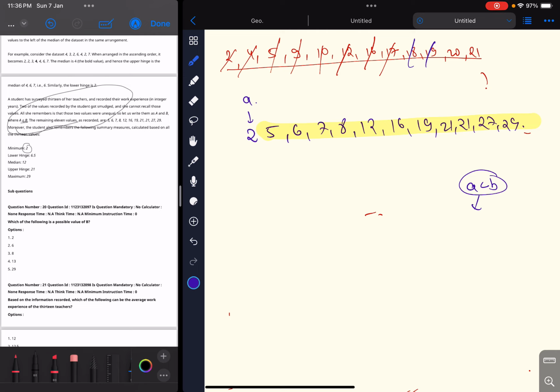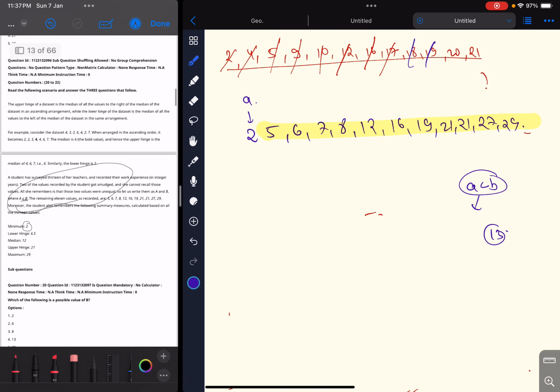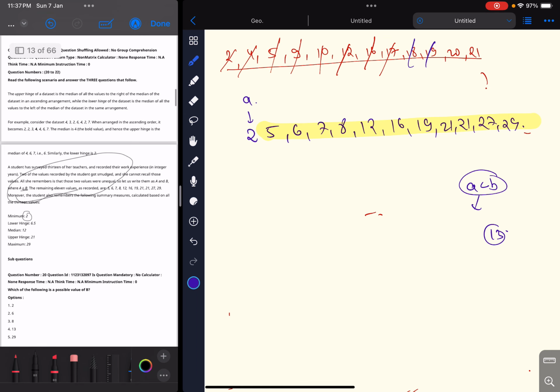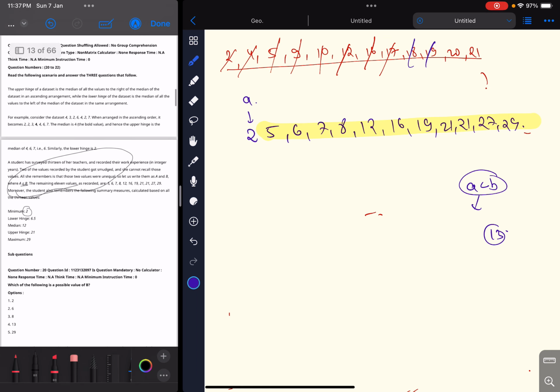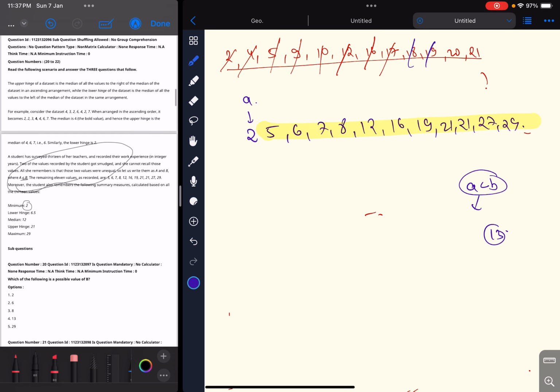Now this a is done. Now lower hinge is 6.5, okay. Total we have how many values? 13, okay. Total there are 13 data. Wait, let me read it again. Where is it given? 13 values, okay. So total there are 13 values, okay. So one value, b, is missing, okay.